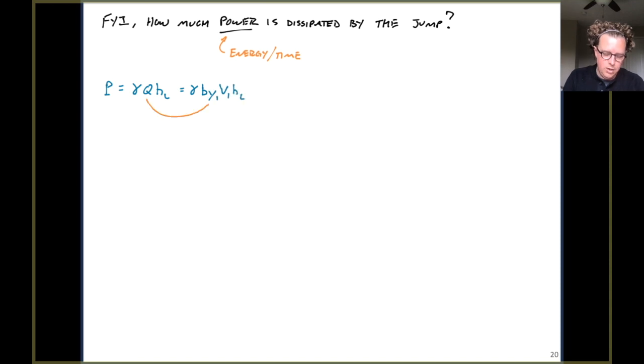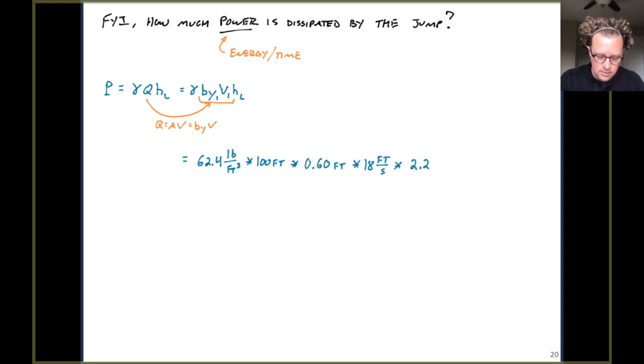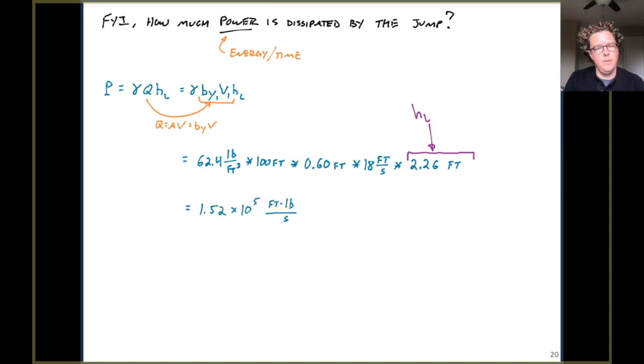And so for this problem, that calculation looks something like this. You'll notice right here, I have solved for a head loss of 2.26 feet. I will show you on a subsequent slide exactly how I did this, or a graphical way that I did this, but you could also try to calculate that yourself using the head loss equation that we derived in our previous video. So for this calculation, I end up with about 1.5 times 10 to the 5th foot-pounds per second, or about 277 horsepower as the amount of power that's being dissipated by those blocks.